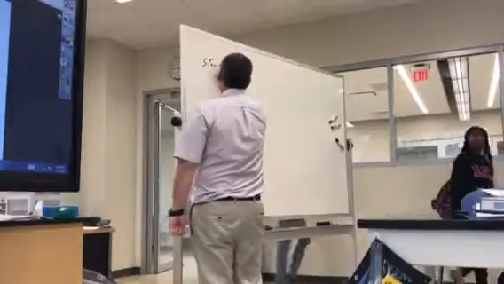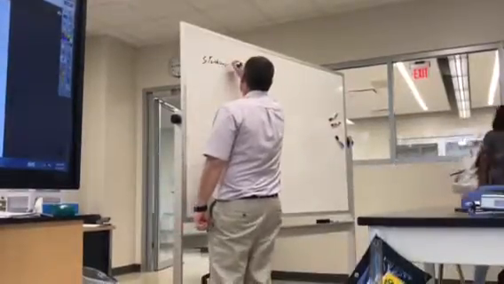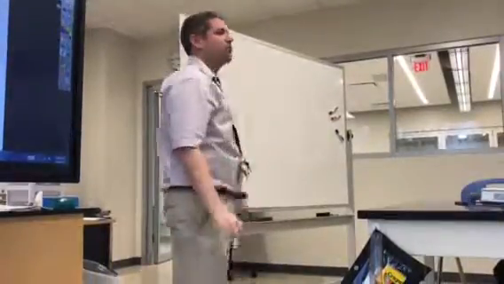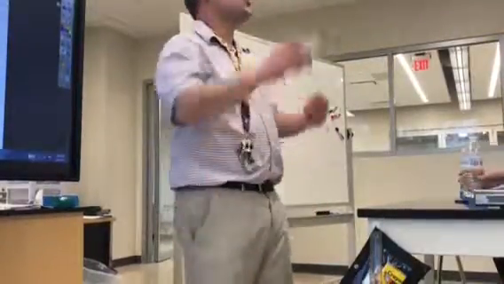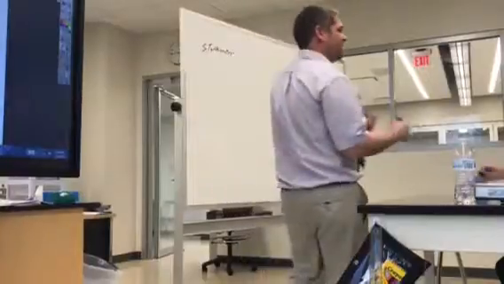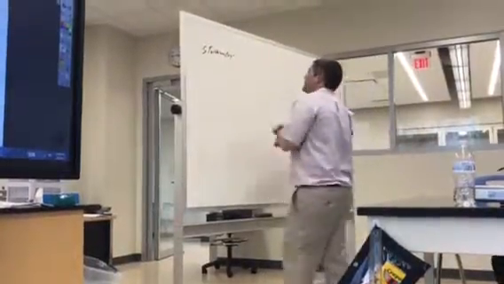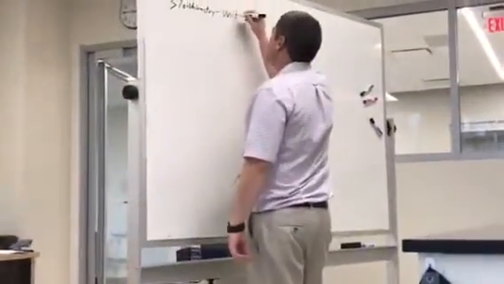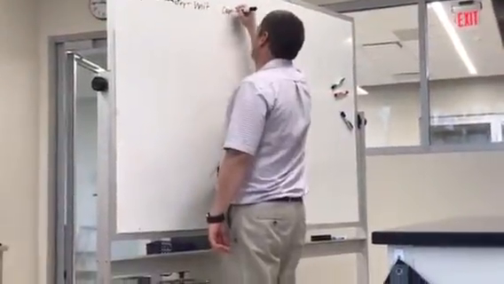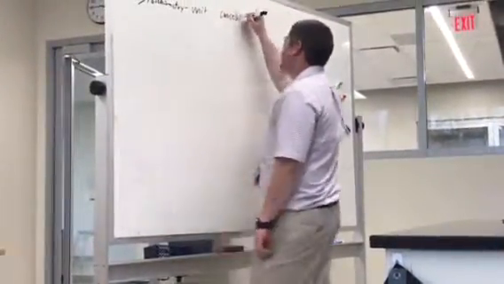Stoichiometry is just a fancy word for what? Train tracks, aka unit cancellation. All you're doing is going from one unit to another.